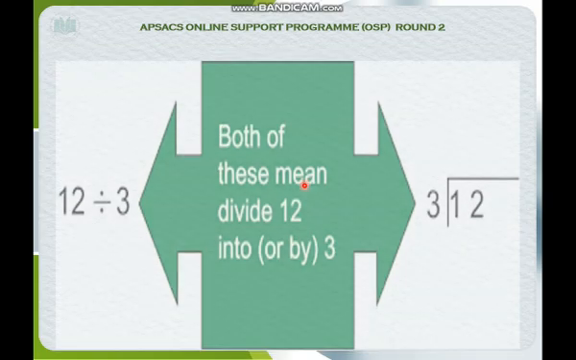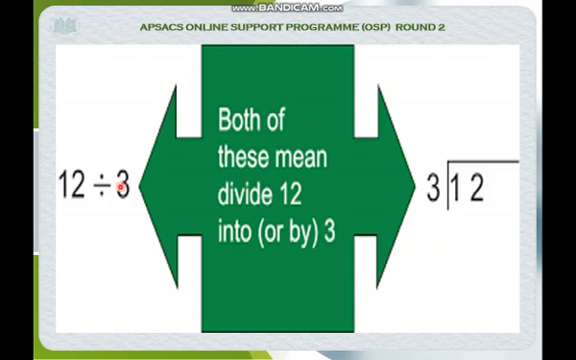So we can write the previous example in this way also. Both mean the same. We have to divide 12 into or by 3. But there is one more method through which we can solve the division equations. That is the fact family method. So let's go and check that method first.